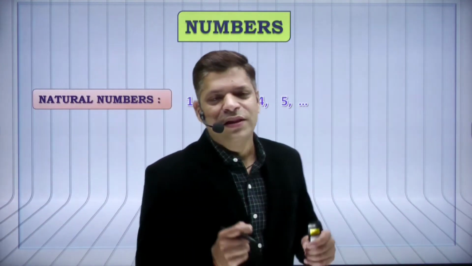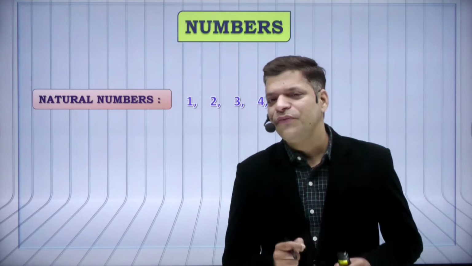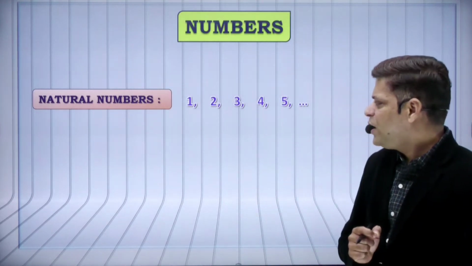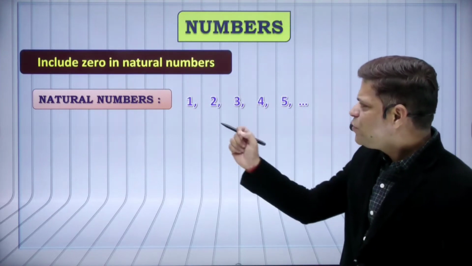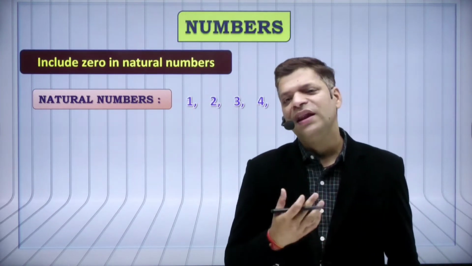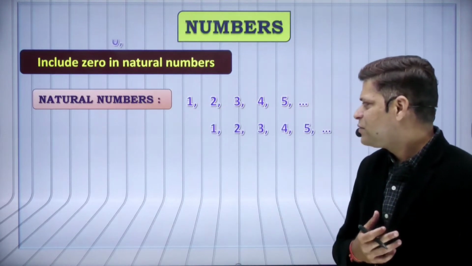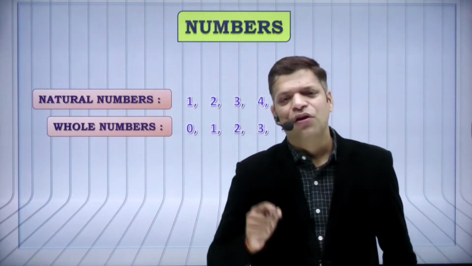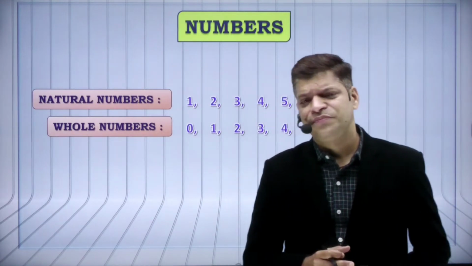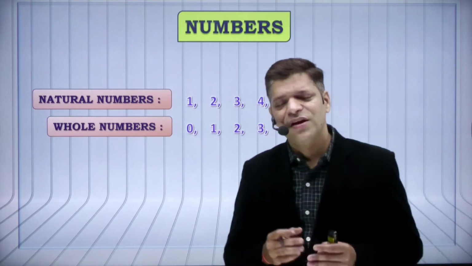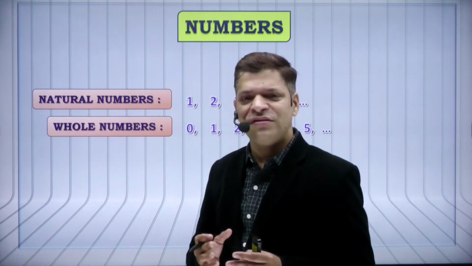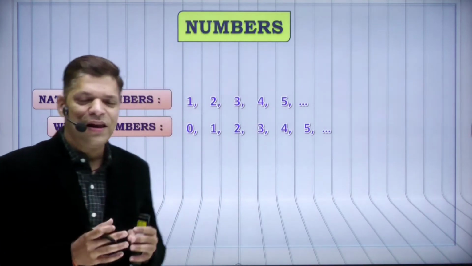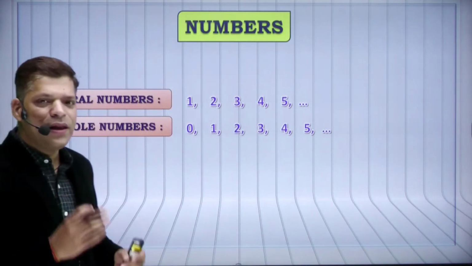But now, in the counting numbers, if we add 0, then what will it be? If we include 0 in the natural numbers, then it is called whole numbers. So in the number system, the first one is natural numbers, and if we add 0 to the natural numbers, then it will be whole numbers.